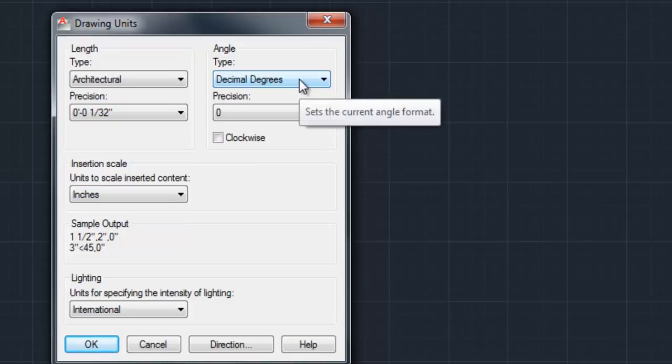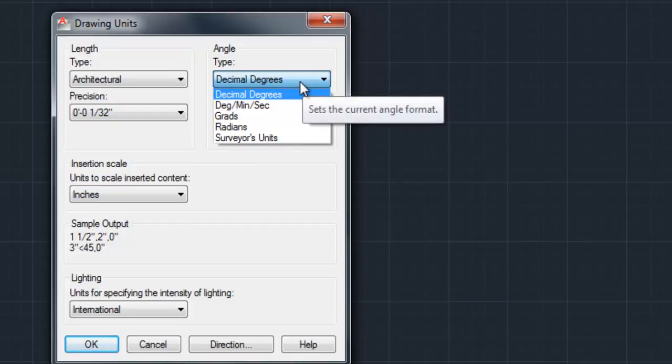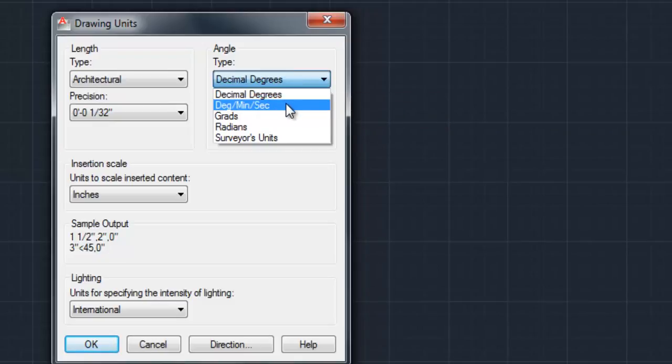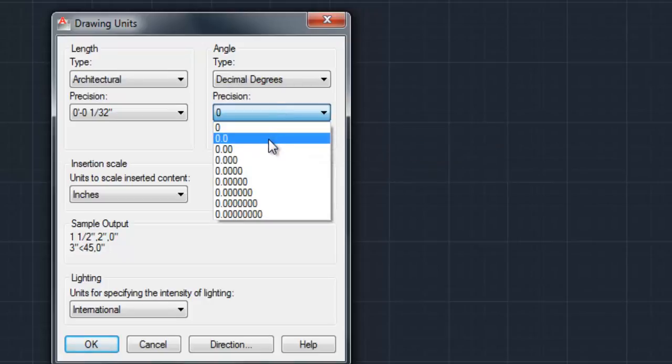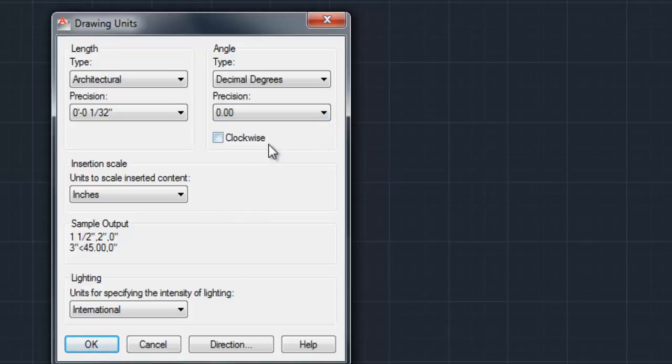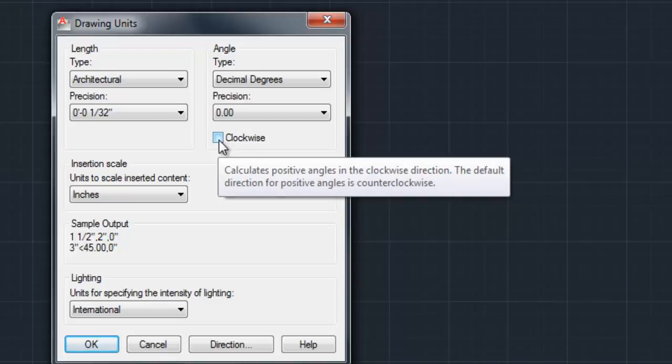We also have the angle measurement. Most of what we'll be working with will be decimal degrees. That means it's just going to be a 1/10 or 100th of a degree. But there are other measurements, and if you remember back from geometry, there's degrees, minutes, and seconds, 360 degrees in a circle, and then there's grads and radians, and we won't be working with those too often. For the most part, you'll be working with decimal degrees. Here you set the precision for the decimal degrees, and we'll just go to 2 decimal places. So, for instance, we could have 35.55 degrees.